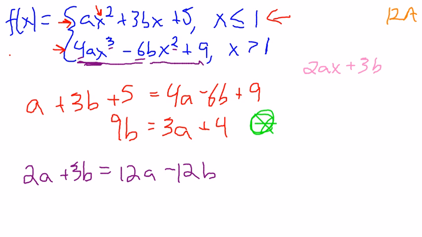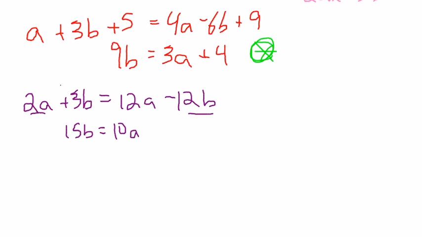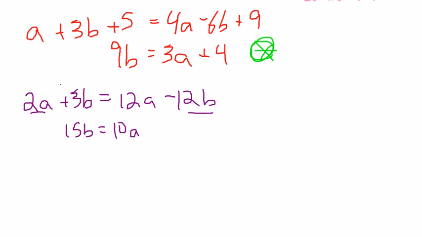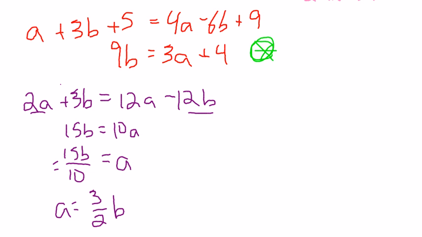So from here, I want to get something that relates a and b alone, that doesn't have multiple terms. So I'm going to add that to both sides and subtract that from both sides. That gives me 15b equals 10a, which I'm going to scroll down. If I solve for a, I get a equals 15b over 10, which, I'll write it, a equals 3 over 2 times b, if I simplify that. So this is the other important piece right here.